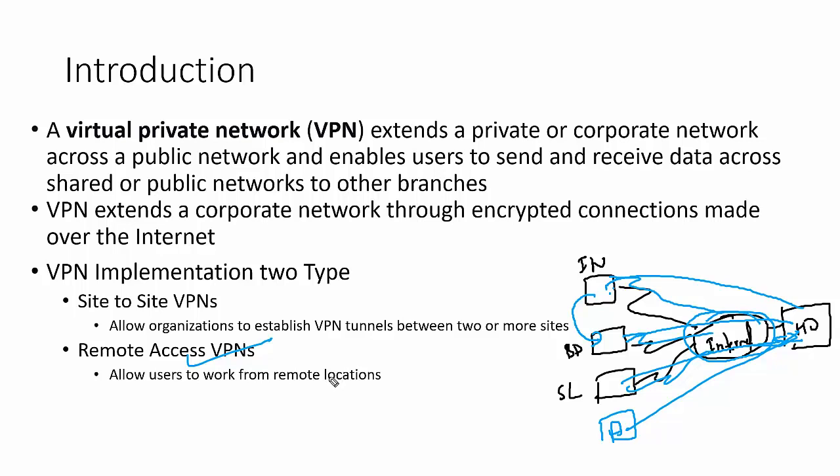Or we have multiple branches, they are sharing data on a regular basis. With the help of VPN, they can build the network seamlessly, they can communicate across the network. So that is basically called a site-to-site VPN.